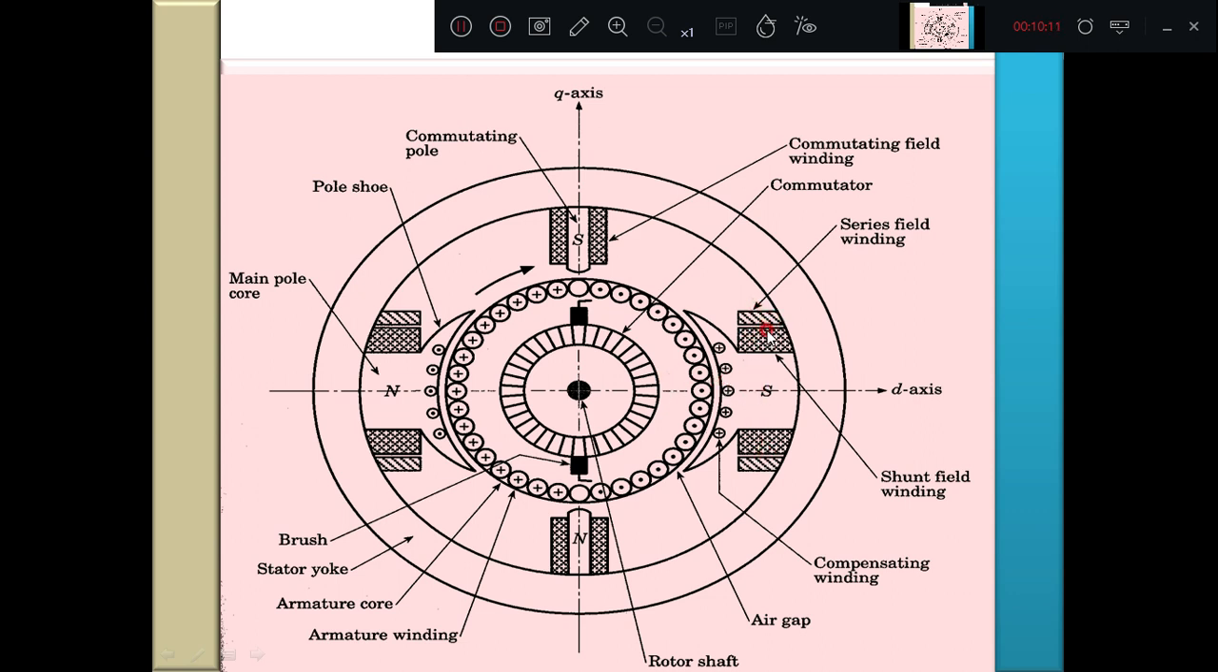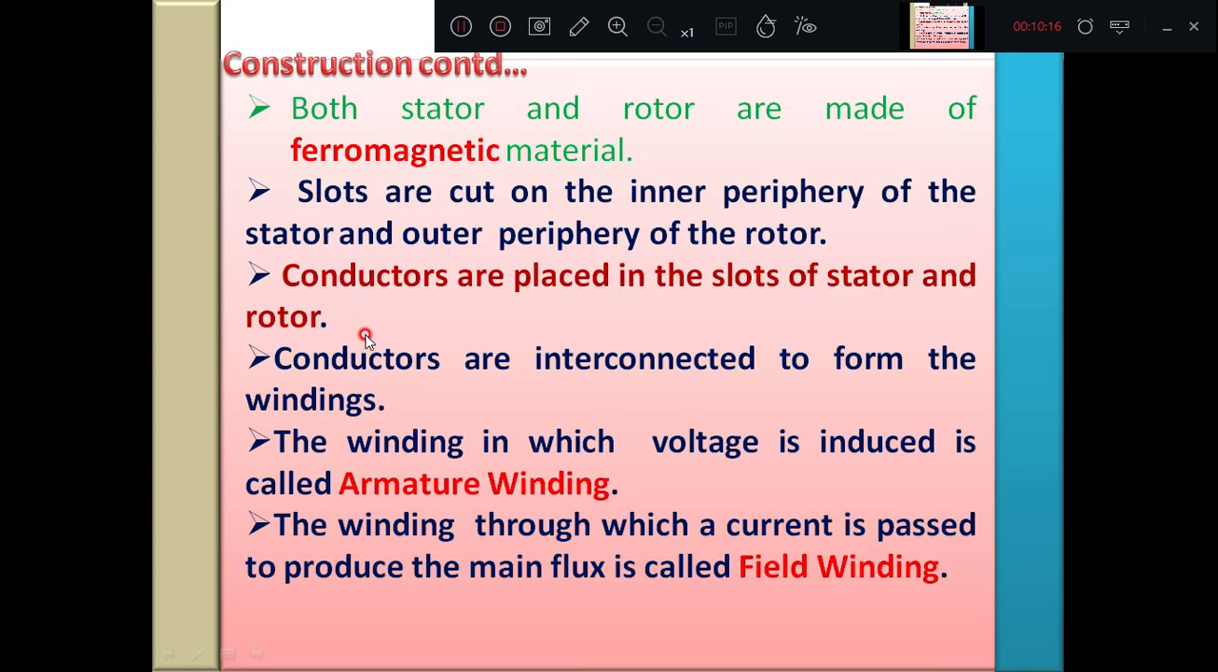These are called the field winding. This is what we are calling the armature winding. Therefore, the conductors placed in the slots of the stator and the rotor are interconnected. The number of conductors are connected in a particular fashion. That is what we are calling winding. In the case of the armature, we are placing the conductors in the different slots. All these conductors are connected in a particular fashion. That connection and the total bunch of conductors connected in a particular fashion is called the armature winding.